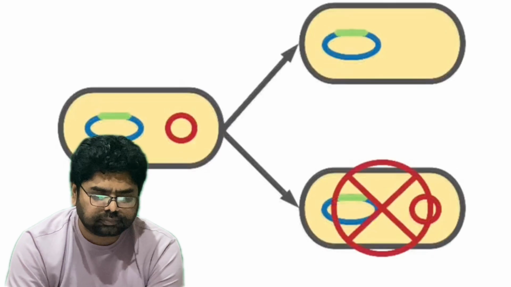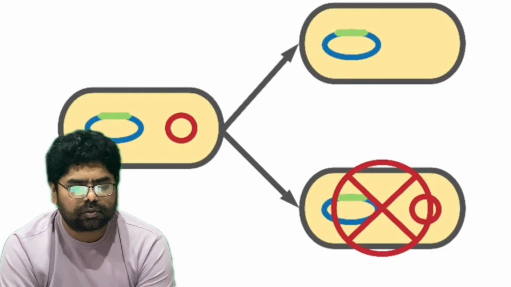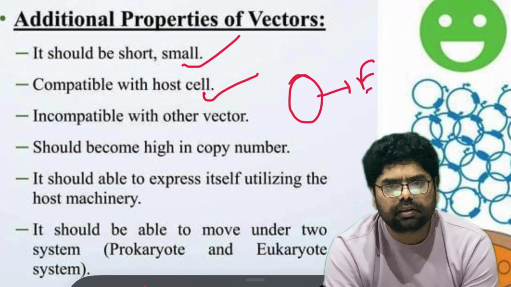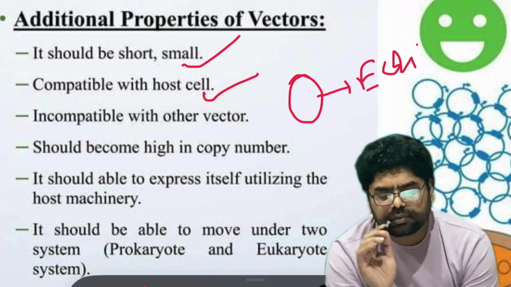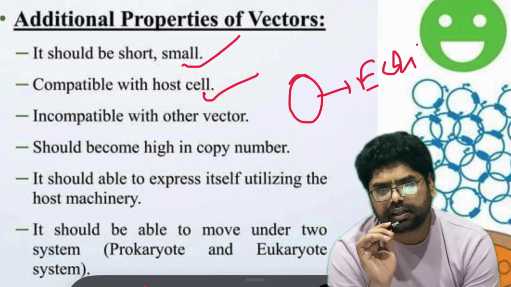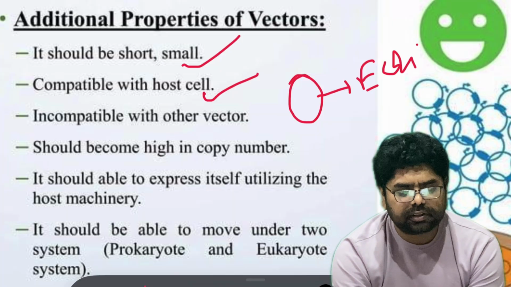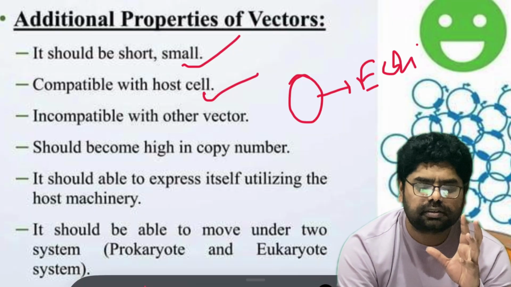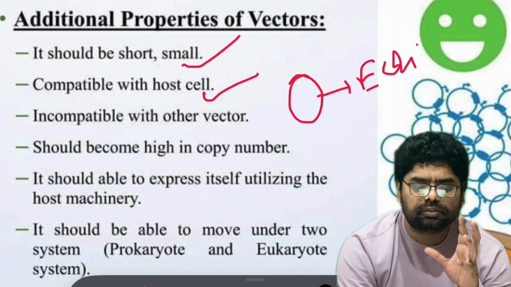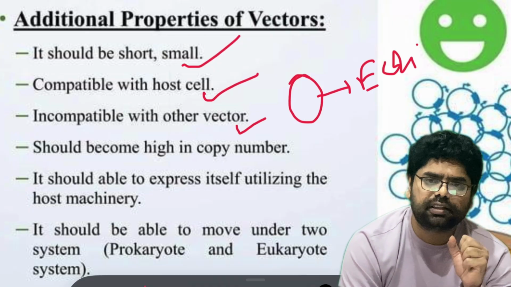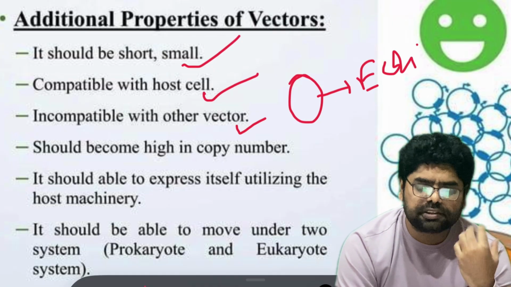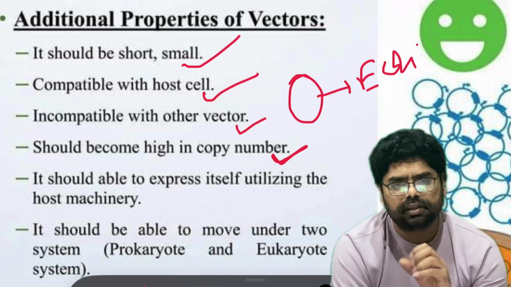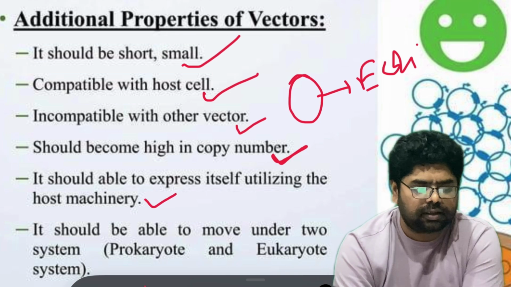Now let us see what are the additional properties of the vector. So it should be short and small, should not be very big. The vector should be very small to insert inside the host cell like E. coli. It should be compatible with the host and able to replicate, like plasmids in case of E. coli. Plasmids are naturally susceptible and easily taken up by E. coli. That's why we use plasmids in case of E. coli. So the vector should be compatible.